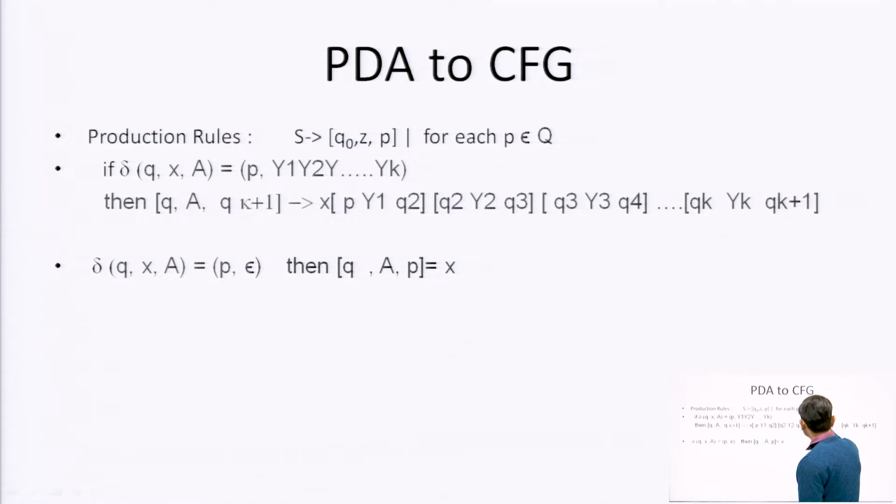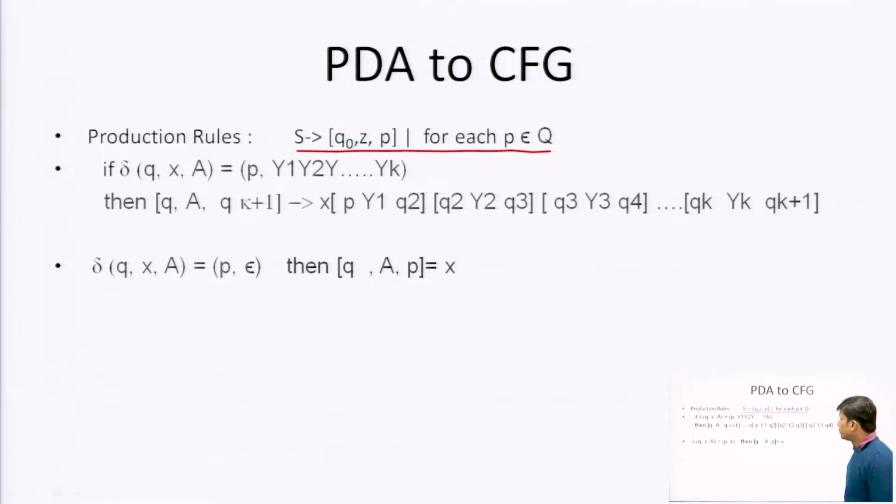What is the meaning of this? See here, S. You know that S is the starting symbol of the grammar. So what you have to do: if you are given a pushdown automata (PDA) and Q is given as Q0, Q1, only two states are there in the pushdown automata.